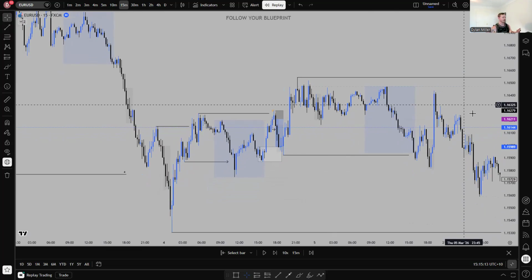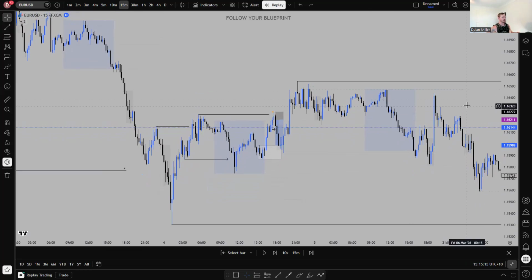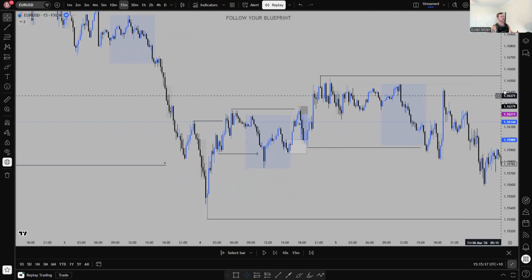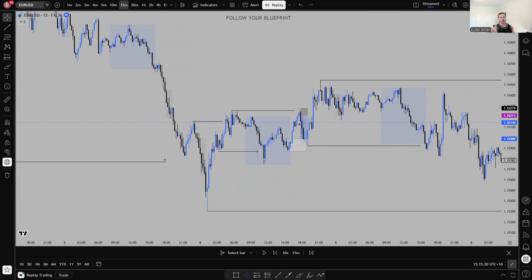Remember, context is key when it comes to everything with trading. So just make sure your context actually makes sense and that your confirmations align with the context of the trade, because the confirmation isn't valid if the context doesn't make sense.